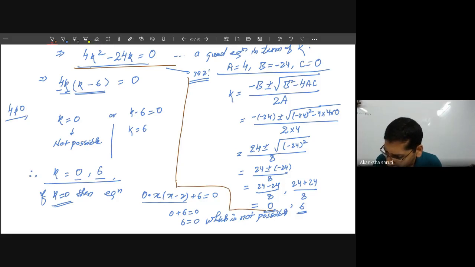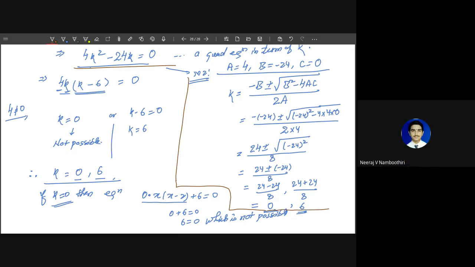हाँ स्टूडेंट्स, एनी डाउट देन प्लीज आस्क.